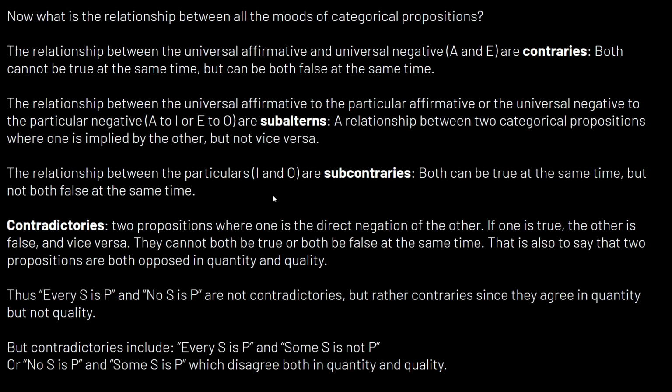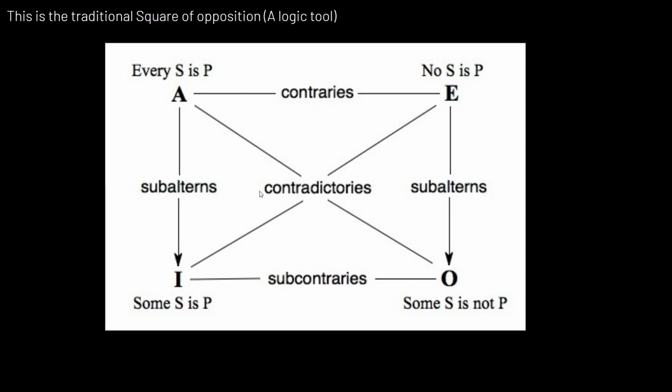So the only contradictories, if we go back here to the square, are A and O, and E and I. So A contradicts O, and O contradicts A; E contradicts I, and I contradicts E. A and E do not contradict each other in the sense of them being contradictories. Rather, they are contraries, meaning they cannot both be true at the same time, but they can both be false. But that's the problem, because contradictories cannot be both true nor both false. One has to be true. Therefore, A and E are not contradictories. Only A and O, and E and I.